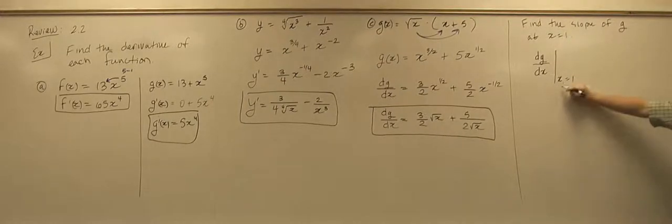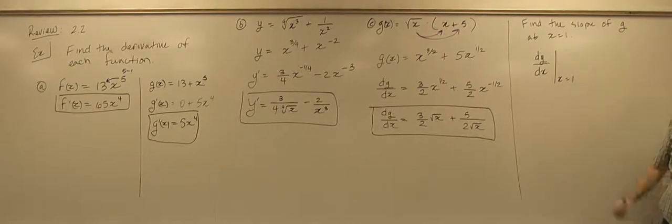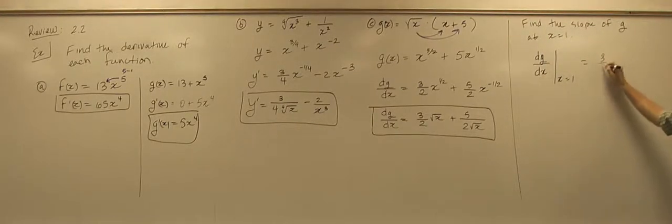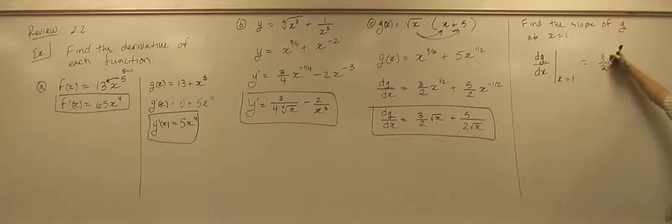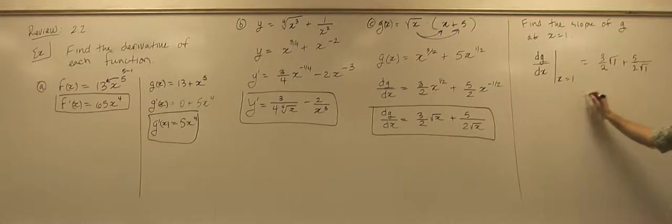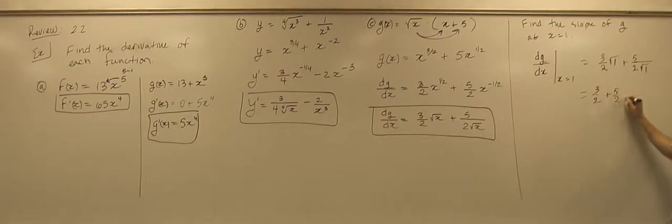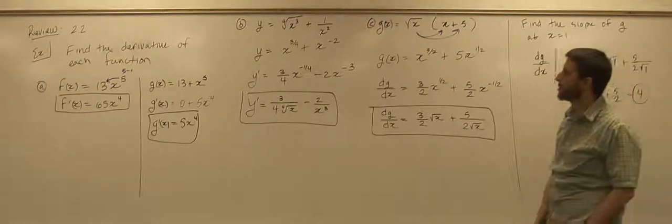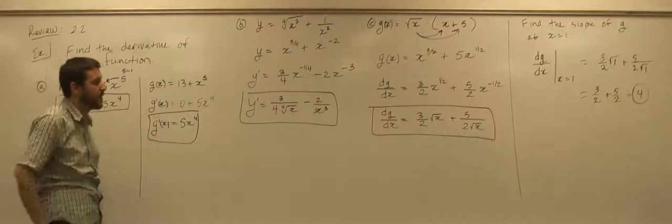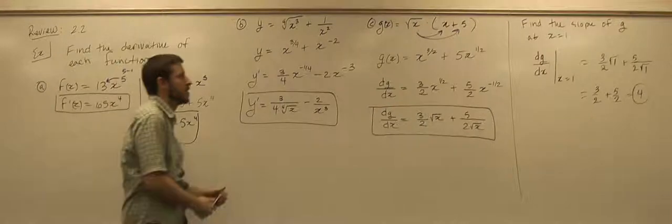So this vertical bar, if you haven't seen this before, is an evaluation bar. It means plug in whatever you see underneath it. So the derivative with x equals 1 plugged in would be 3/2 times root 1 plus 5/2 with a root 1 on the bottom, right? You just plug in 1 here and here. So 3/2 plus 5/2 is 8/2. So slope at a specific point means you got to do one more step. You got to plug in your x value.